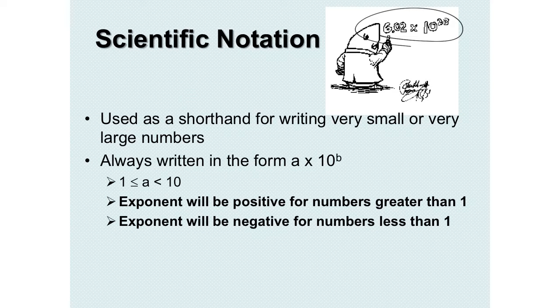So scientific notation is always written in the form of something times 10 to the something. So this number out in front, this coefficient, needs to be at least 1 but less than 10 in order to be considered legal scientific notation. And then our exponent can either be positive or negative, and it's going to be positive when we have values that are greater than 1, and the exponent will be negative when we have numbers less than 1. So like 0.0075, that would have a negative exponent, whereas something like 2 million is going to have a positive exponent.